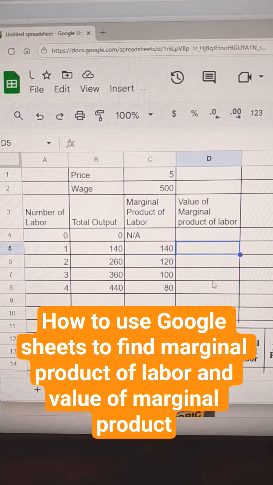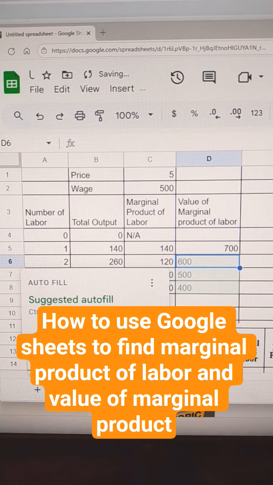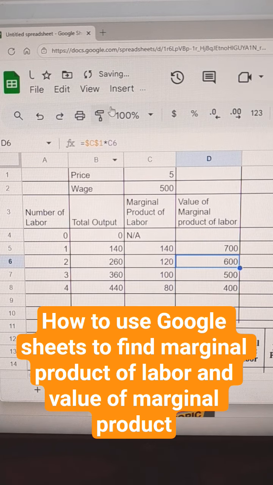Okay. Now, the value of the marginal product of labor, you're going to hit equal sign. We're going to multiply this price, but we want to keep that the same, so we're going to hit F4 on our keyboard. And then you're going to hit the star key. We're going to multiply that by the marginal product of labor. This is the value of each worker's labor. So it's the price that they're selling the product for times the additional output. Google Sheets sees what I'm doing.